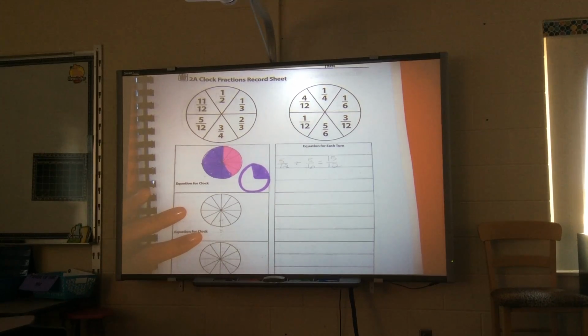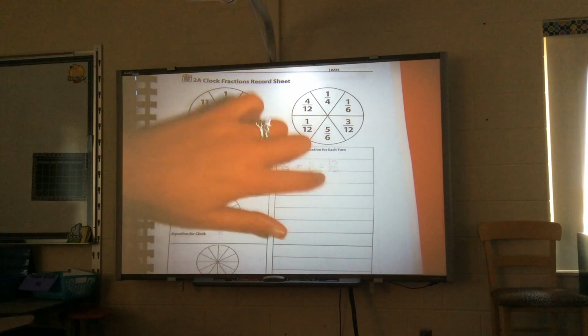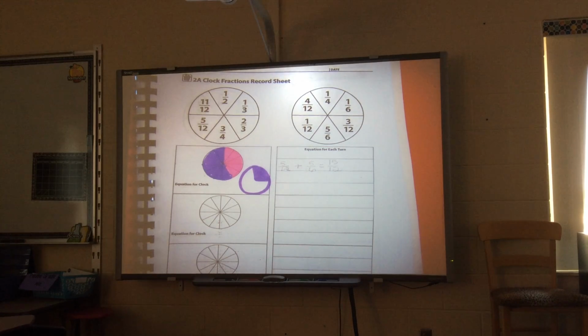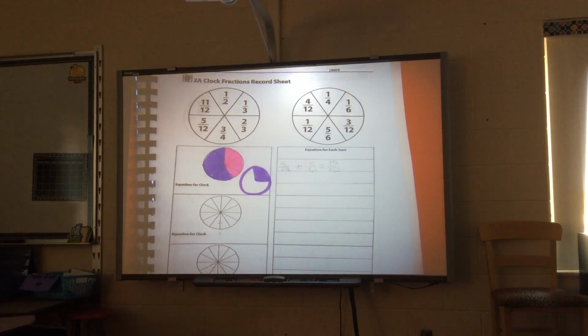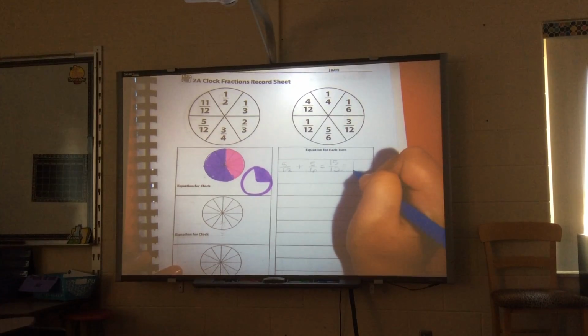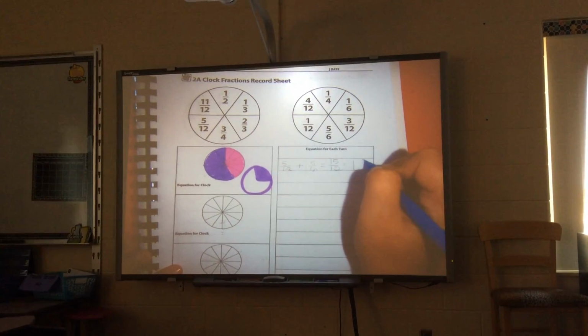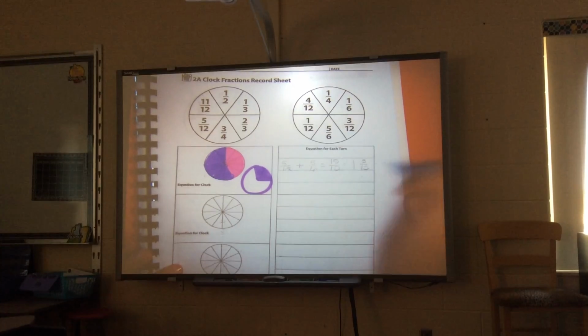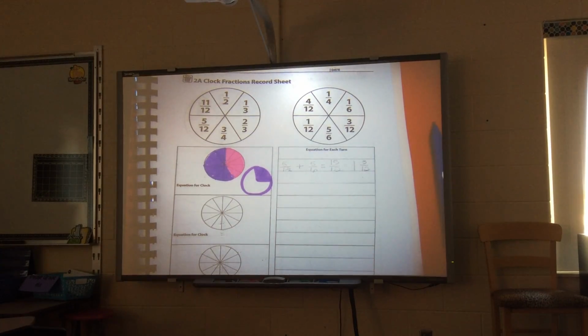Okay, but what is wrong with this fraction? It was the joke yesterday. Antonio, what was it? It's an improper fraction, right? It's improper. So we have to fix it, right? So if we fix it, we have 1 3/12.